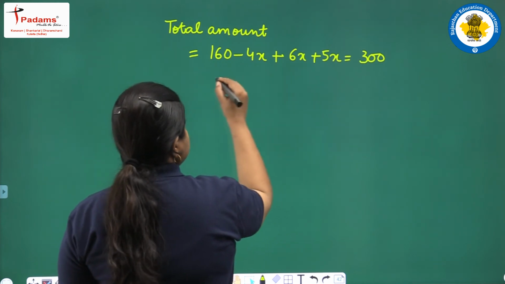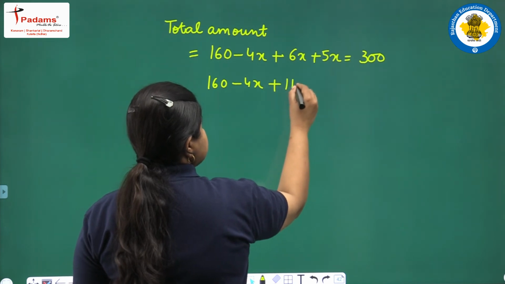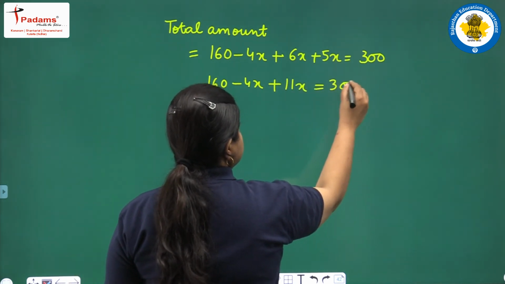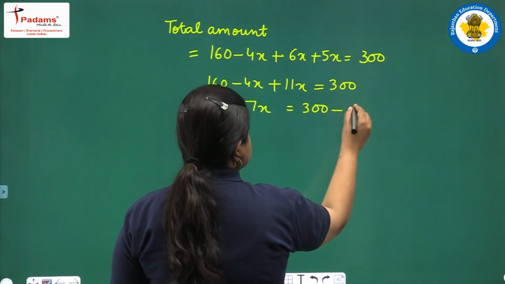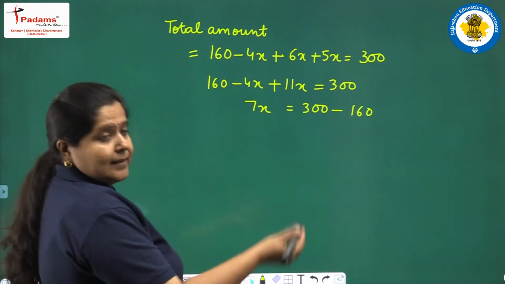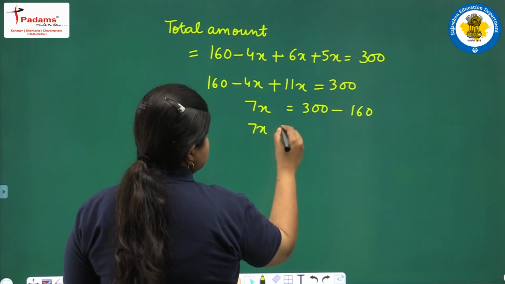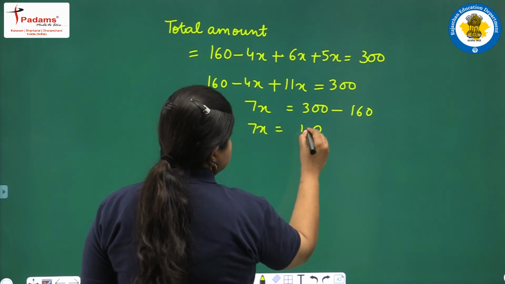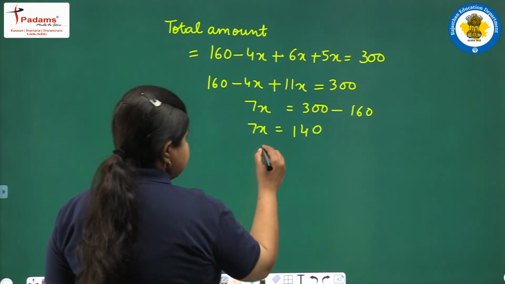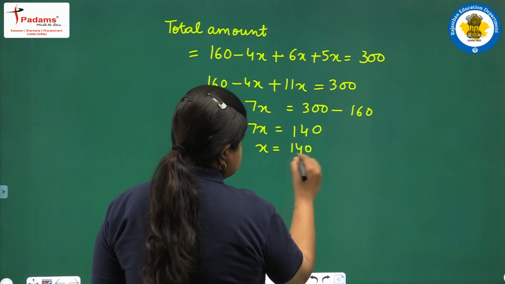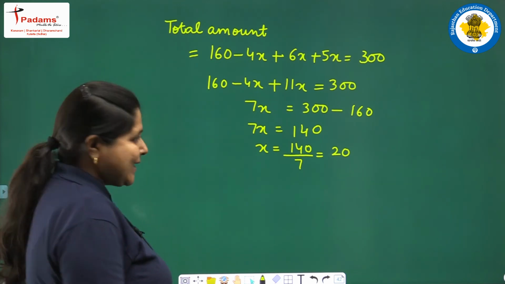Again this will give us 160 minus 4x, 6 and 5 is 11x equal to 300, 11 minus 4 is 7x, and 160 will move on to the RHS. This will give us 7x equal to, just subtract, 140. 7x equal to 140, x will come out to be 140 upon 7, which is equal to 20. Now we can write the number of coins.